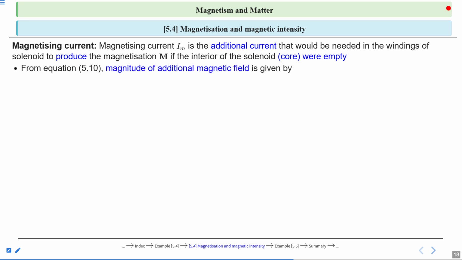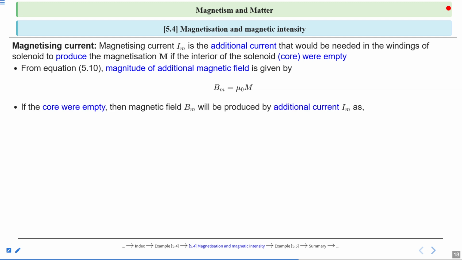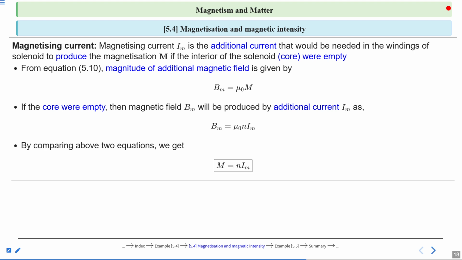From equation 5.10, the magnitude of the additional magnetic field is given by Bm, which is equal to mu naught M. Now if the core were empty, if we have removed the material, then that Bm will be produced by the additional current Im. We are going to increase the current by giving the additional current Im, so it is represented as mu naught N Im. So by comparing the above two equations, M can be represented as N Im. Got it? We are going to use this in the example.